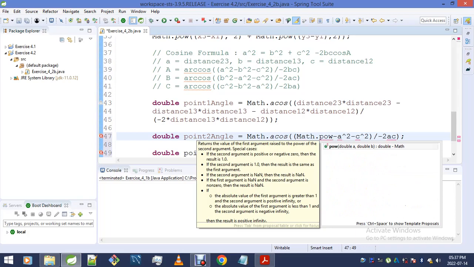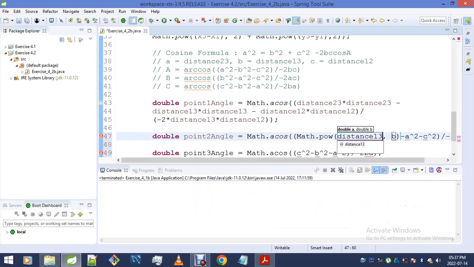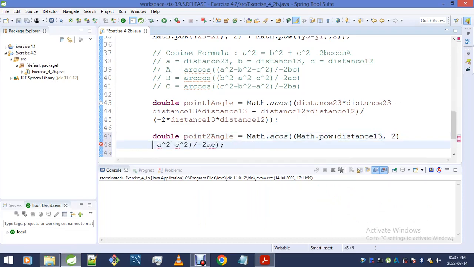Math.pow, then I'll put a 2 over there. Okay, let me go to the next line. Now a is nothing else but the distance between point 2 and point 3.